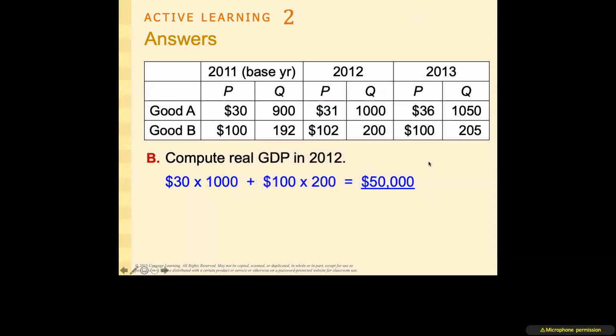What's the real GDP? Real means I've got to figure out the base year. The base year is 2011, so now I need to know what the prices are in 2011. Those are the 2011 prices. Now, what year am I looking at? 2012. So I'm going to take that 30 and multiply it by the 2012 quantity. I'm going to take the 100 and multiply it by the 2012 quantity. Now I have the real GDP in 2012.